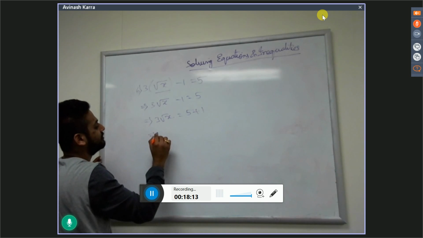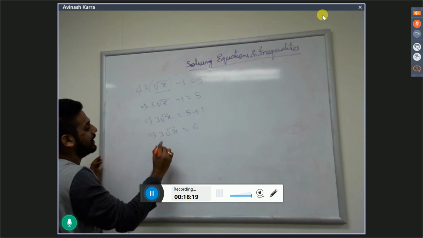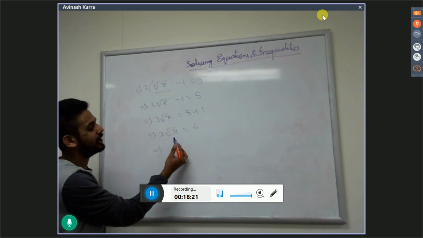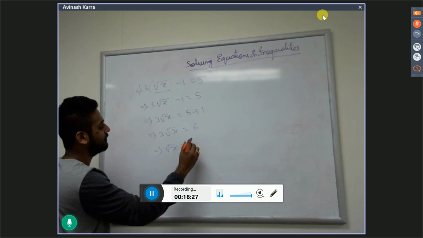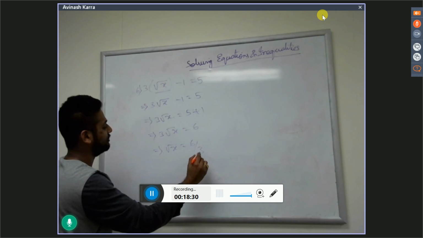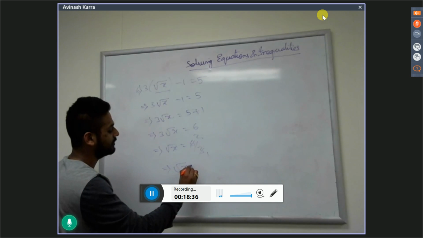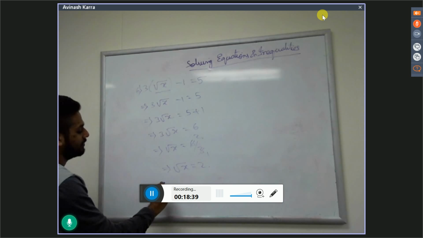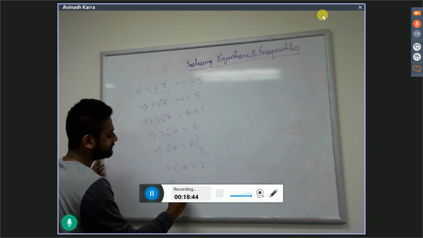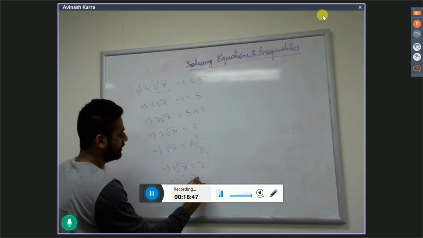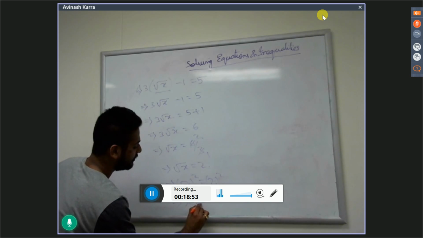What is 5 plus 1? 6. 3 root x is equal to 6. And what is 3 doing on the LHS? It's multiplying with the variable. If it goes to the other side, it divides. So root x is equal to 6 by 3. 3 ones are 3, 3 twos are 6. So root x is equal to 2. Now squaring on both sides: root x whole square is equal to 2 whole square. So x is equal to 4.